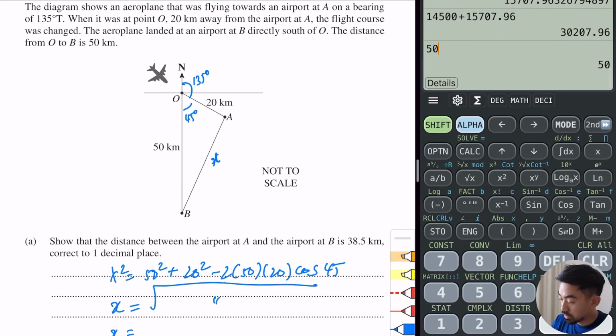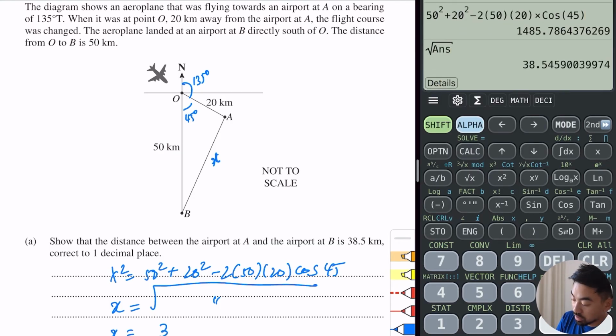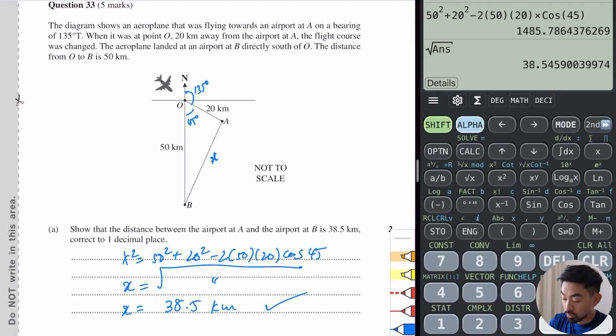So 50 squared plus 20 squared minus 2 times 50 times 20 times cos 45, square root, answer. Nice, 38.5 kilometers. So I'm just going to put that back in here. 38.5 kilometers.